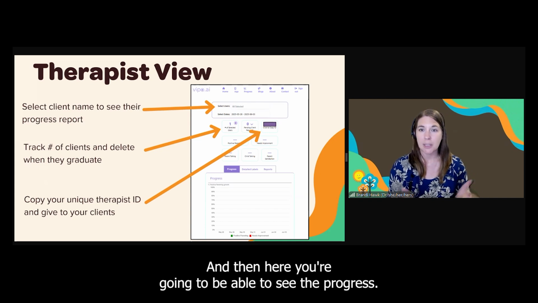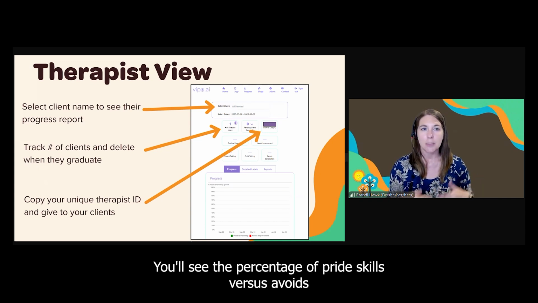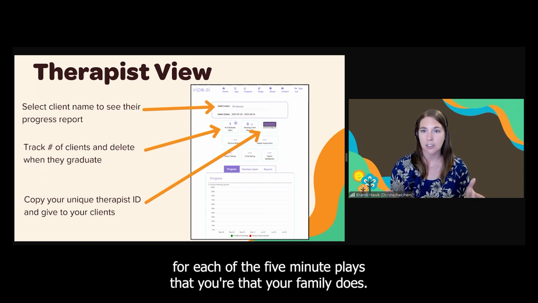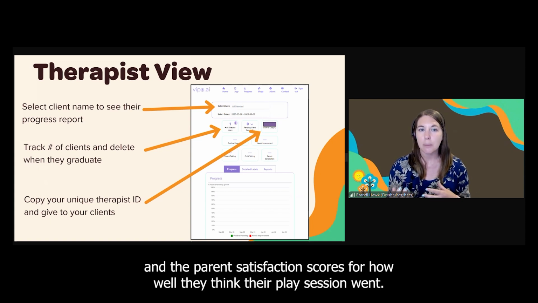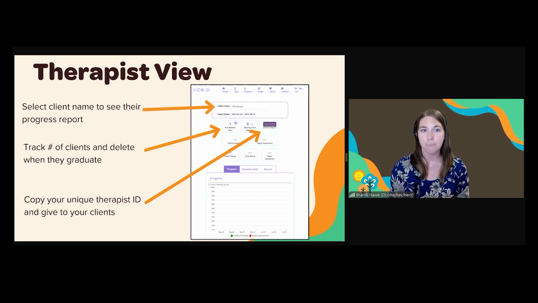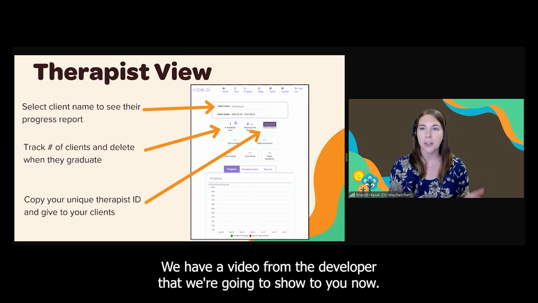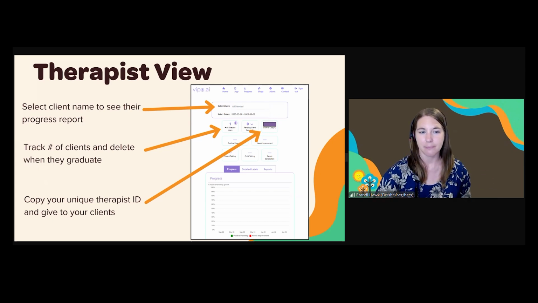And then here you're going to be able to see the progress. You'll see the percentage of pride skills versus avoids for each of the 5-minute plays that your family does. You'll also be able to see the percentage of parent versus child talking and the parent satisfaction scores for how well they think their play session went. We have a video from the developer that we're going to show to you now.